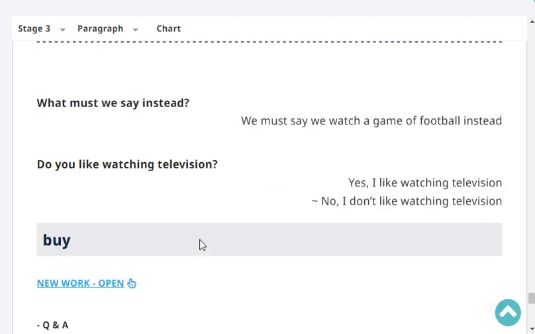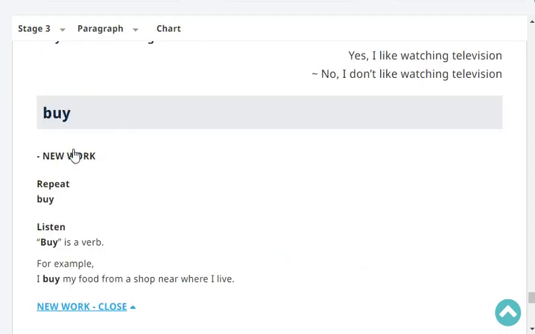Do you like watching television? Yes or no? Yes, I like watching television because television moves. Okay, the screen. Okay, very good.